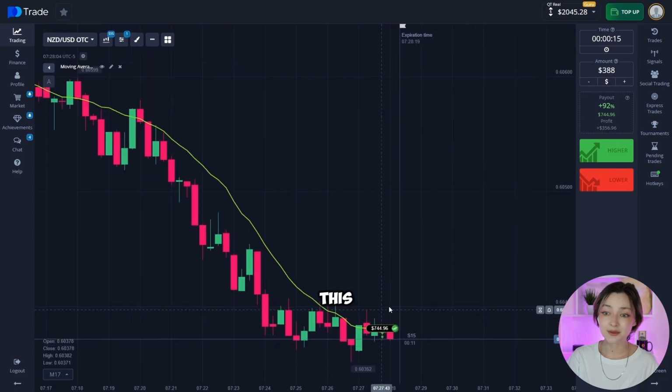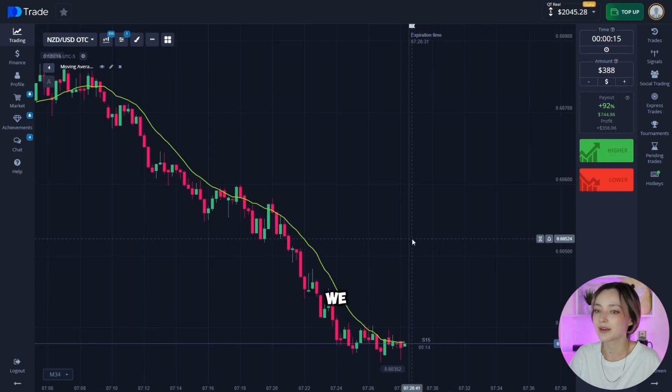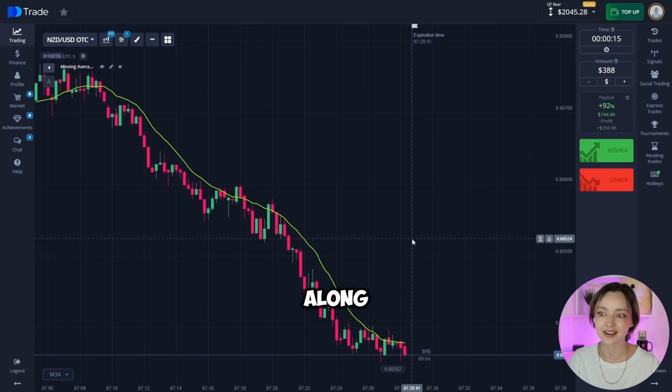Let's sum things up at this point a little bit. As you can see, thanks to such a simple strategy, we managed to increase our deposit from $100 to $2,000. Just imagine what would have happened to your account balance had you been trading with me all along.